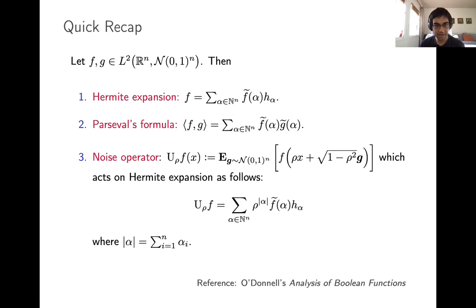And so just a quick summary of this section. Given a function f in L2, you can write its Hermite expansion. You've got Parseval's formula, which is an easy consequence of orthonormality of the Hermite basis. And you've got this really nice noise operator, which interacts really nicely with the Hermite basis. And a good reference for all of this is chapter 11 of Ryan O'Donnell's Analysis of Boolean Functions.